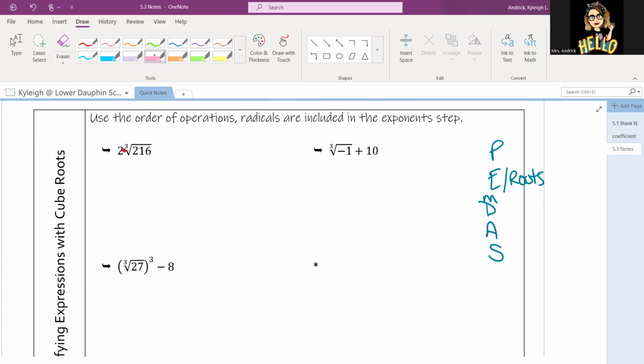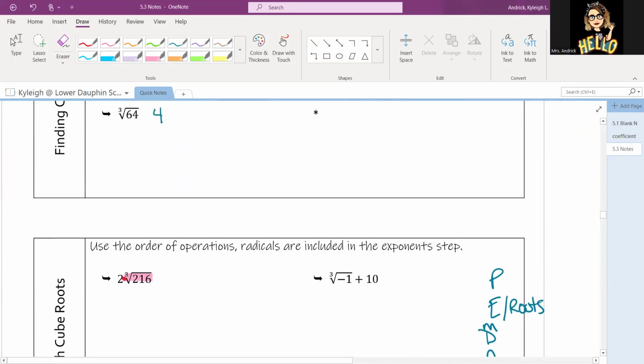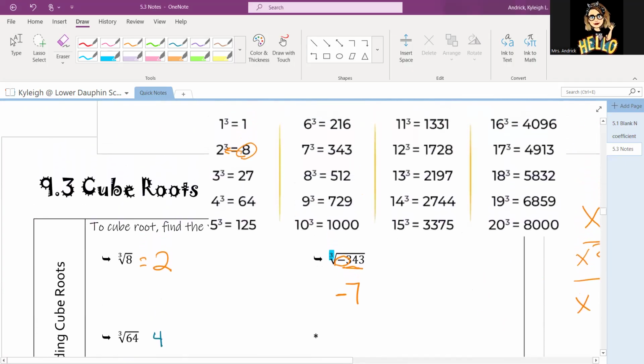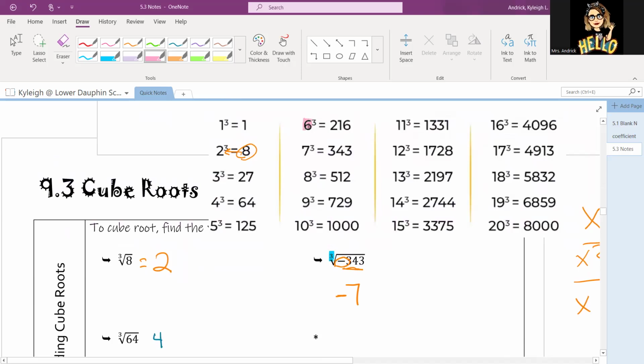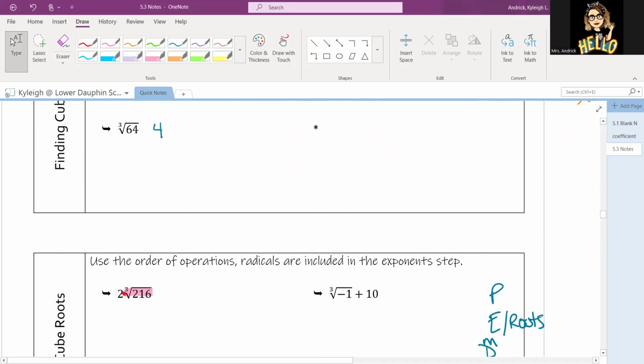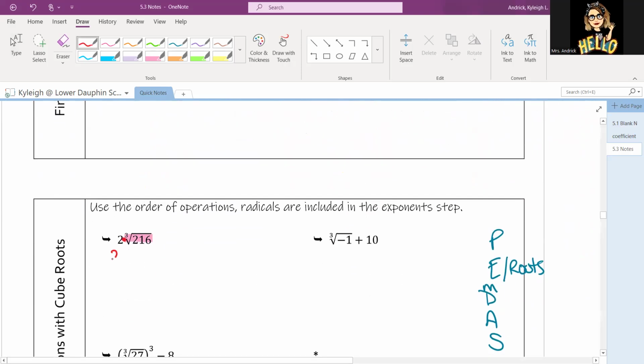So figure out first what the cube root of 216 is. The cube root of 216 is what you're looking for. And we know it's 6. So this is saying 2 times 6, which is 12. Can you try this one for me? Pause the video and try this one for me.